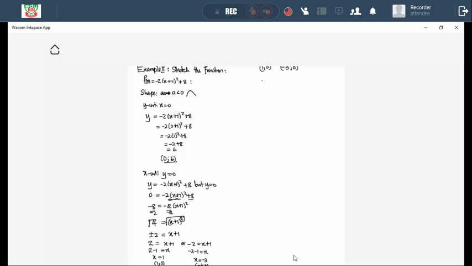The next thing is to determine the turning point. How do I determine the turning point? Remember, this is a completed square expression: y equal to -2 in bracket x plus 1 all squared plus 8. In completed square form, I compare it with the general one, which is y equals a in bracket x minus p all squared plus q. When it's in the general form, the turning point will be p and q. Look at that.